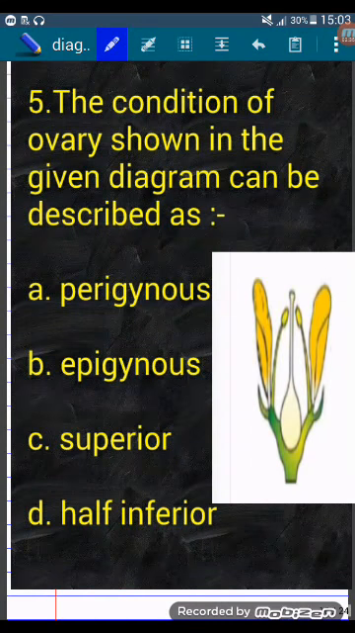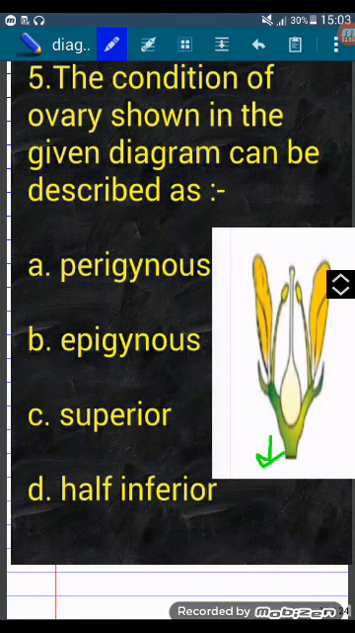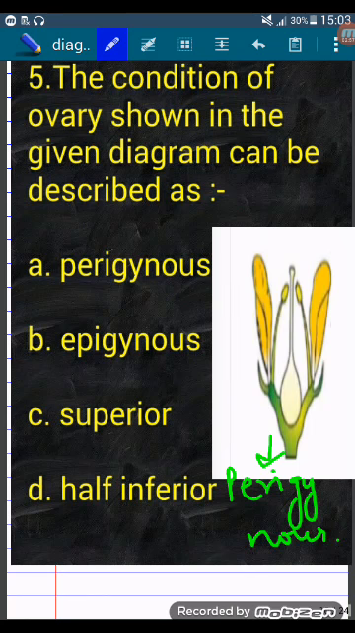Next question. The condition of ovary shown in the given diagram can be described as A. Perigynous, B. Epigynous, C. Superior, D. Half inferior. So the given diagram is of perigynous flower. But they asked for condition of ovary and not type of flower. So condition of ovary is half inferior.